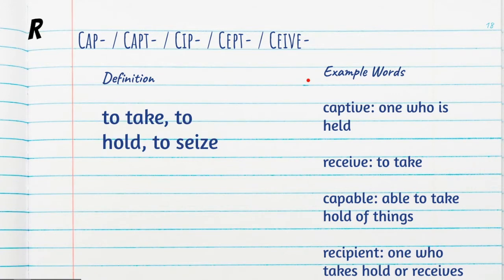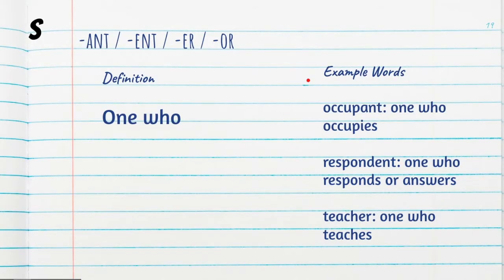And then lastly, we have a set of suffixes. Ant, or, and this denotes one who. So when you see this at the end of a word, you're going to assume that it means one who does whatever the beginning of the word is. So maybe it's a root word, or maybe it's a prefix and a root word, but it's one who does whatever that thing is. Okay, so for example, an occupant is one who occupies, right? It's the person who maybe lives there or who occupies an office or something like that.